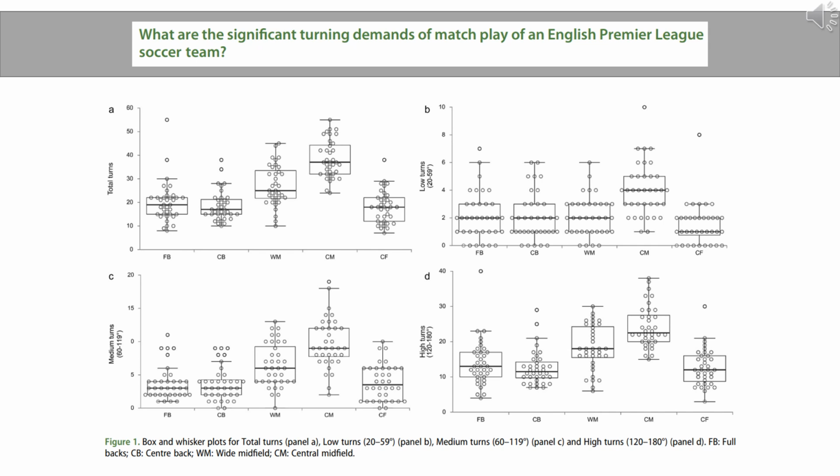As you can see, the average total number of turns per match, or significant turning demands, is typically just under 40 per competitive match. Centre forwards and centre backs typically produce the least. Given that central midfielders typically produce the most total turns in any given competitive match, it stands to reason that they also produce the most turns when classified by low, medium and high COD actions.